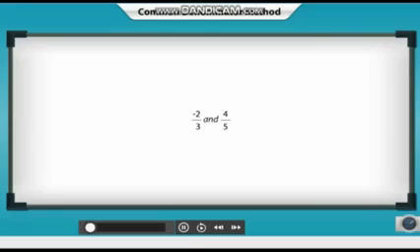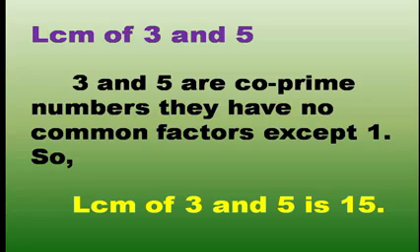To find the rational numbers between any two given rational numbers with different denominators like -2 by 3 and 4 by 5, first we have to find the LCM of denominators. 3 and 5 are co-prime numbers. They have no common factors except 1. So LCM of 3 and 5 is 15.